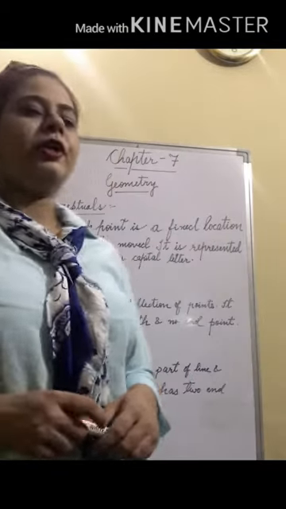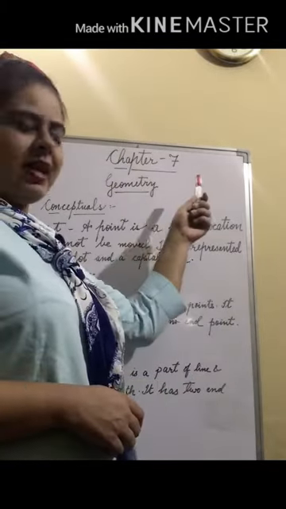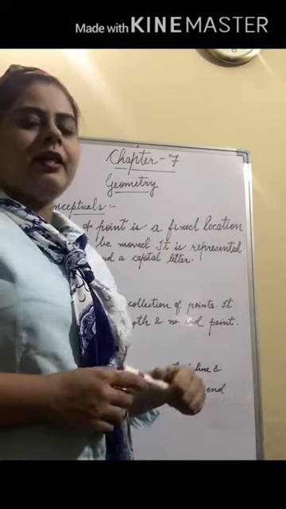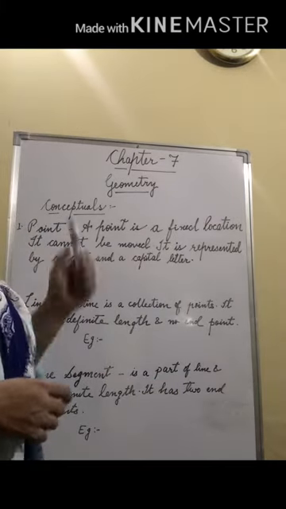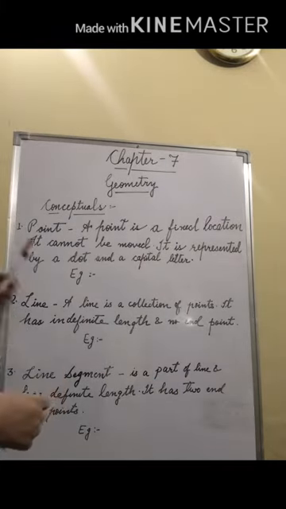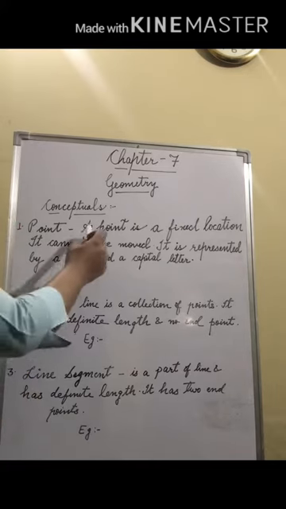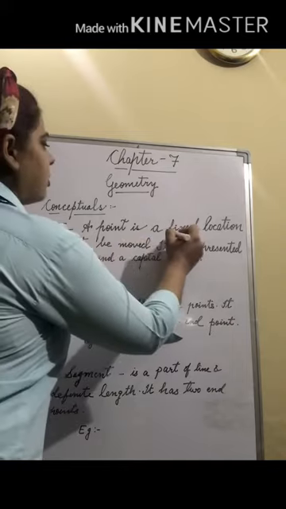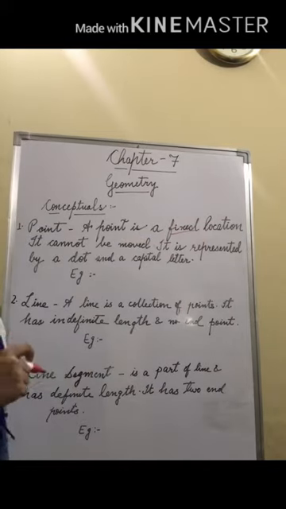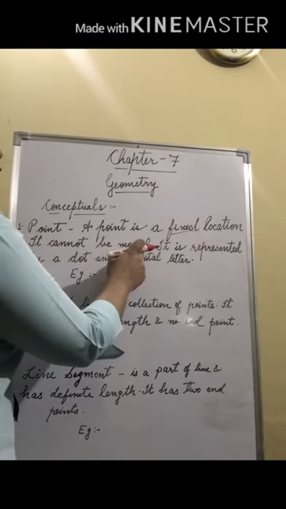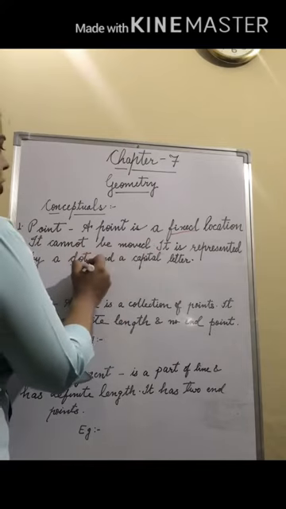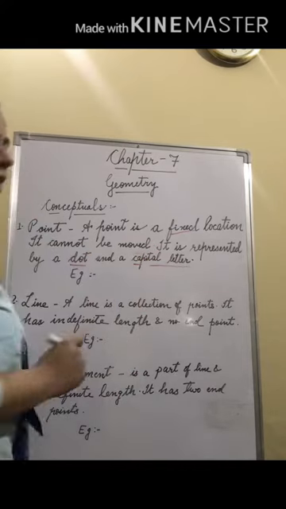Good morning, children. Today we are going to start a new chapter, chapter number 7, that is geometry. Let's go with some definitions. First of all, definition of point. What is a point? A point is a fixed location. It cannot be moved. It is represented by a dot and a capital letter.